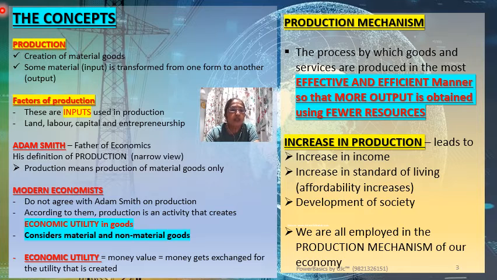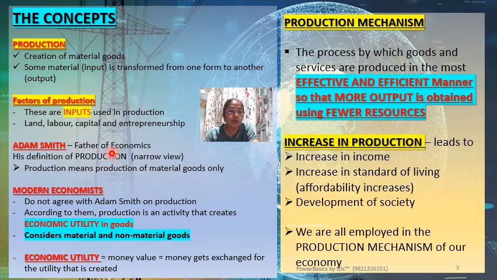So production is the creation of material goods. Some material inputs are transformed from one form to another to become an output. Metal is transformed to become a bottle. Wood is transformed to become a chair. So the input is wood and the output is a chair. Factors of production. This is the definition, okay? These are inputs used in the process of production. And there are 4 factors of production: land, labor, capital and entrepreneurship.